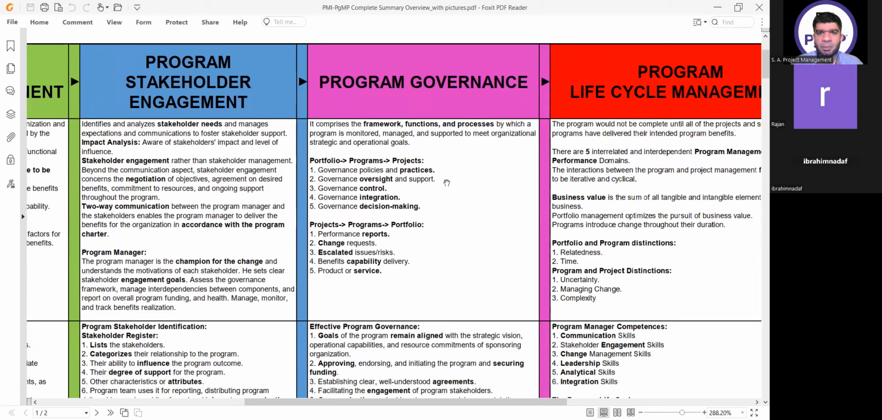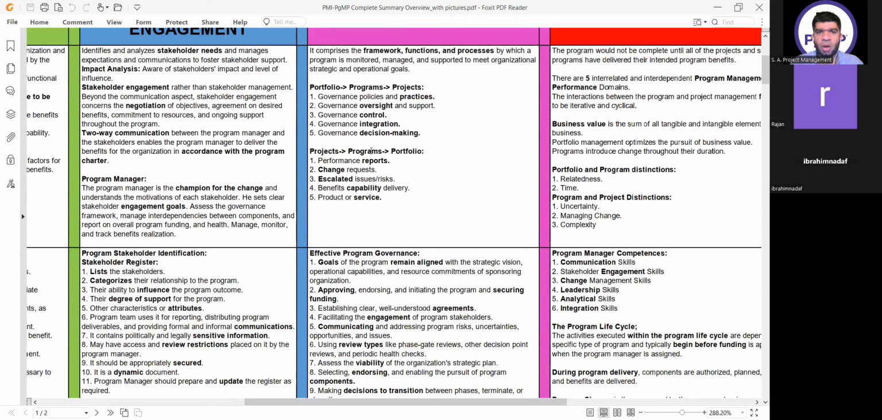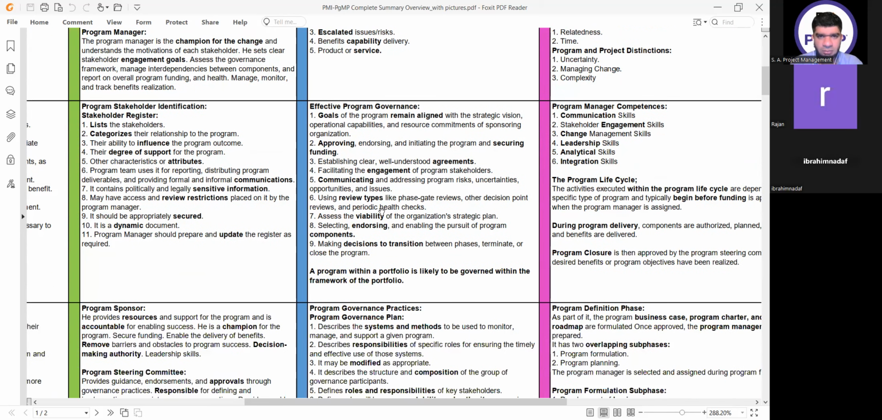Okay, in the program governance, first on the top we have portfolio, then program, and then projects. We have to do governance policies and practices, governance oversight and support, governance control, integration, and decision making. And when we go from top to up, we make performance reports, change requests, escalated issues and risks, benefits, capability delivery, product or service.